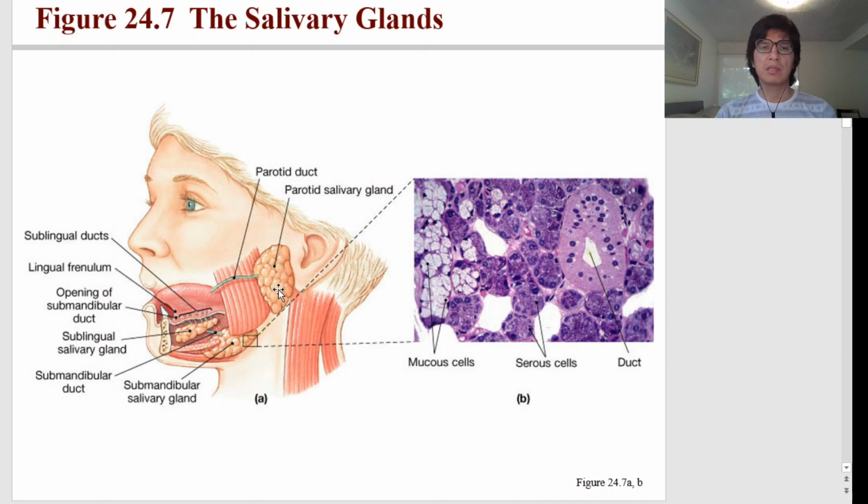Here you have your parotid salivary gland, and through the parotid duct, they will reach the oral cavity, the submandibular gland to the submandibular duct, and you have here your sublingual gland, and several submandibular ducts.